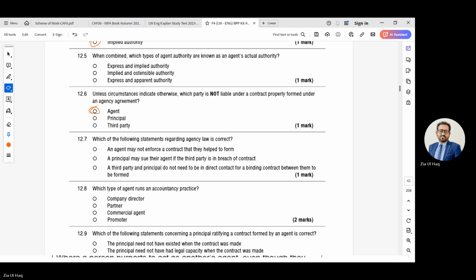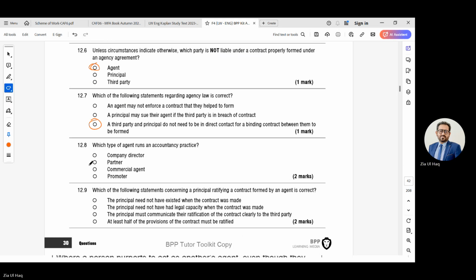12.7, please. An agent may not enforce a contract that they have to form. No, he will perform the contract. This is wrong. A principal may sue their agent if the third party is in breach of contract. No, he will sue the third party rather than his agent. A third party and principal do not need to be in direct contract for a binding contract between them to be formed. Obviously, in agency, they need not be in direct contract.